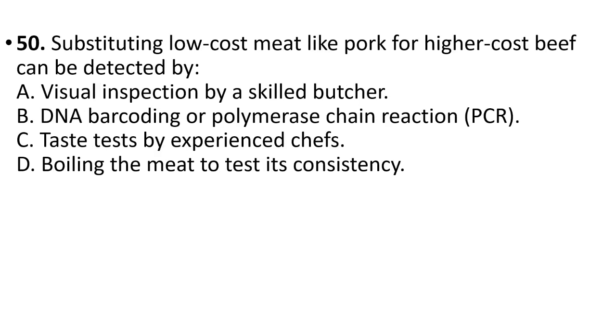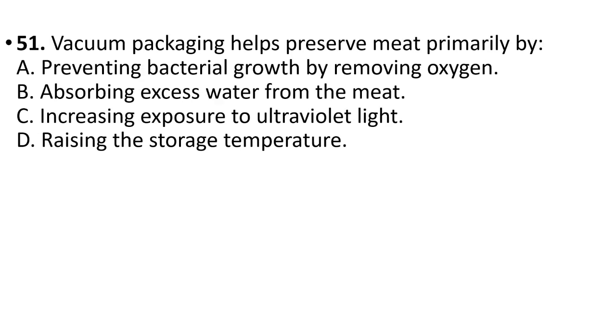50. Substituting low-cost meat like pork for higher-cost beef can be detected by. Here you have to apply your brain and the newest technology we have to use to get the appropriate result. Here, first option, visual inspection by a skilled butcher, DNA barcoding or polymerase chain reaction, taste test by experienced chefs, boiling the meat to test its consistency. Your answer is option B, DNA barcoding or polymerase chain reaction.